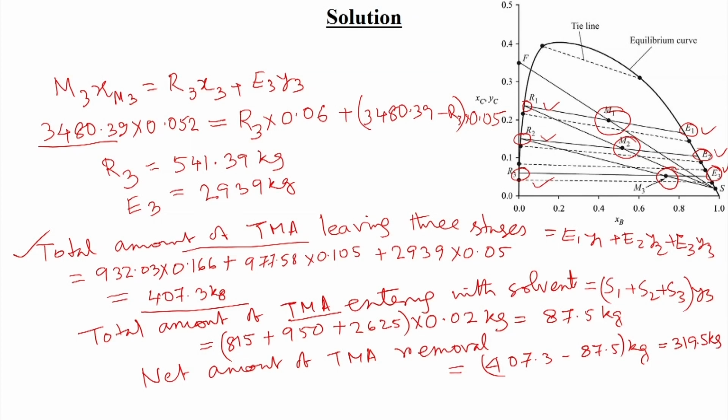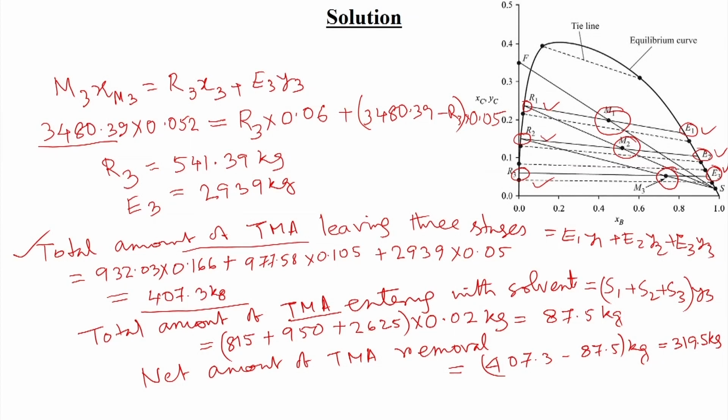Now, how much trimethylamine was there in the total feed? We had 1000 kg of feed. So, the total amount of trimethylamine in the feed.